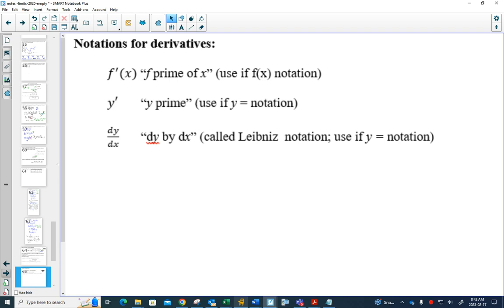All right, here's the notations for the derivative, okay? We have very common, if you're using function notation, they put a little dash in between the f and the x, and we read it as f prime of x. If you're just using y notation, you put a little dash behind the y and go y prime.